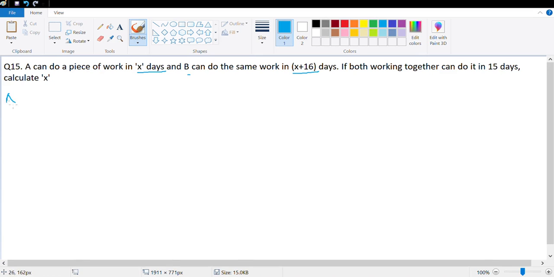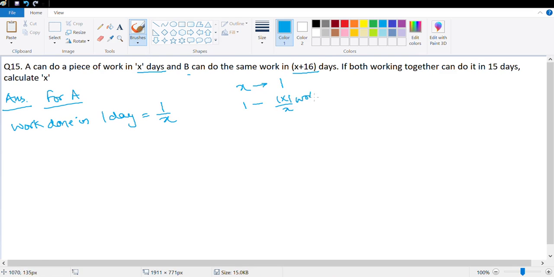So let's look at this. If A can do a piece of work in x days, which means for A, work done in one day would be equal to 1 upon x. This is basic unitary method. x days, one work, which means one day, 1 into 1 upon x work. That's basically 1 upon x of the work is done in one day.